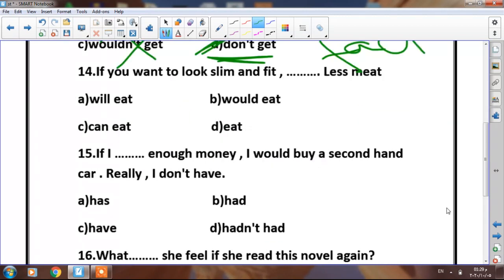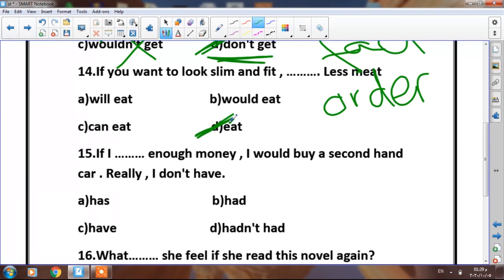Number 14. If you want to look slim and fat, I told you before, I can use in the first conditional if present and then order or imperative. So I have to use here eat less meat. If you want to look slim and fat, eat less meat, because after if present simple, I can use order, not only future.